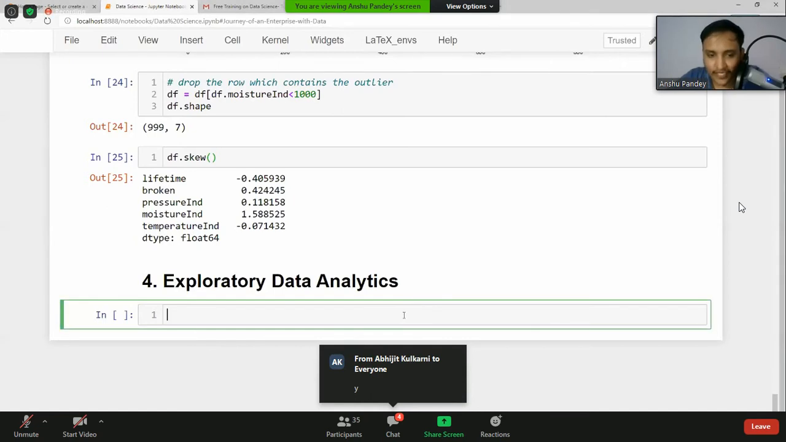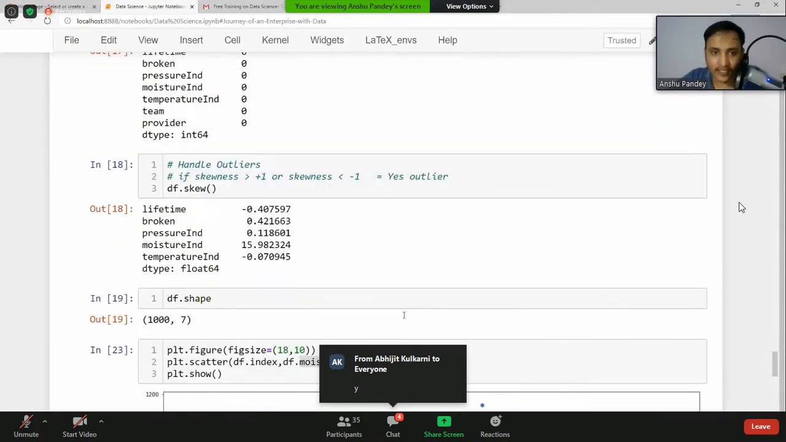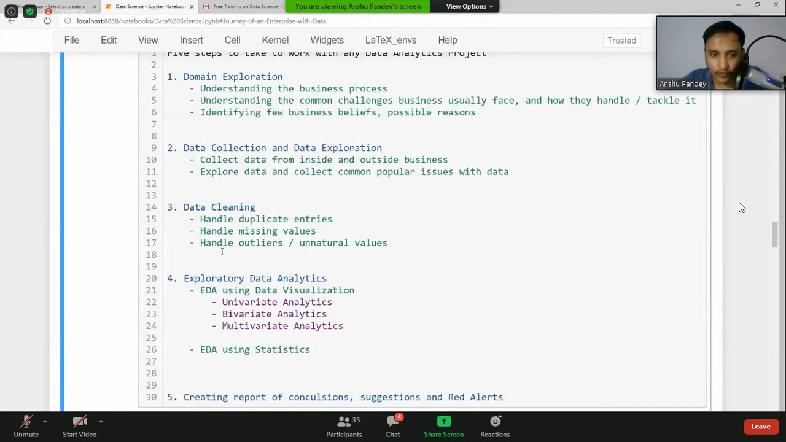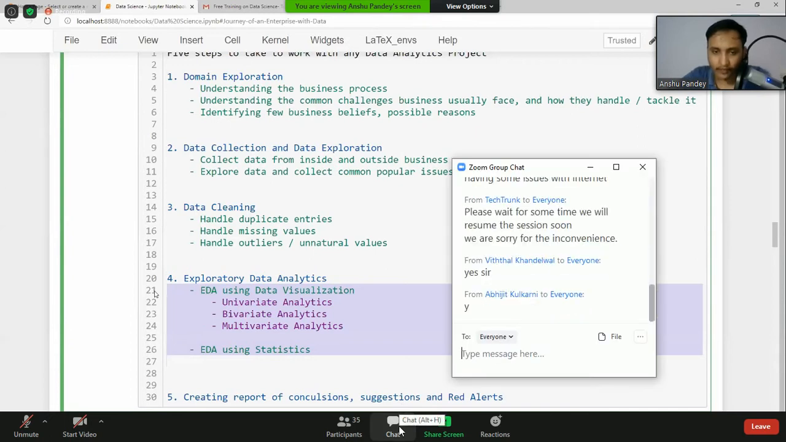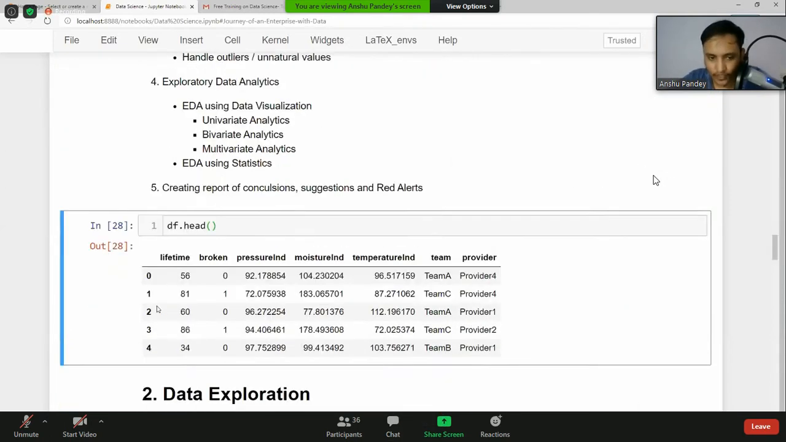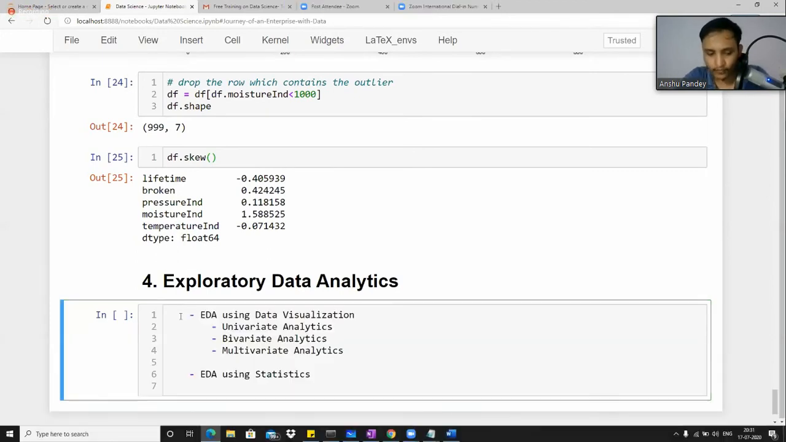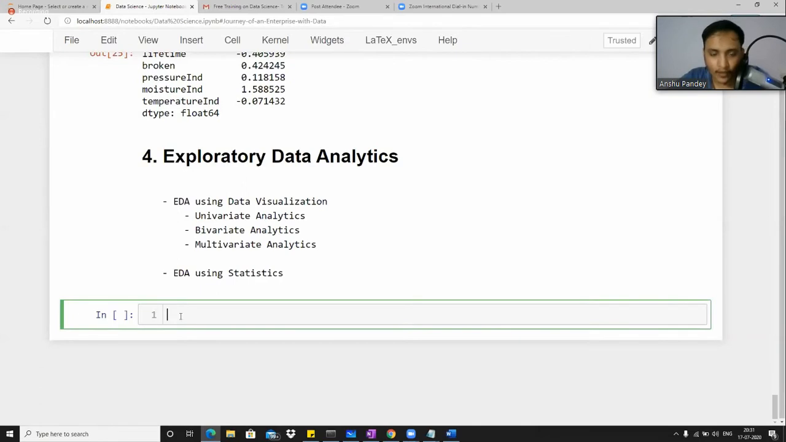So we're now starting with the idea of EDA, that is exploratory data analytics. As we already discussed, there are two methods to perform EDA, which include EDA with data visualization, and the other is EDA with statistics, right? So these are the two primary methods to implement EDA. We're going to be implementing these two things in this data set. So first, we're going to start with EDA with data visualization, right?